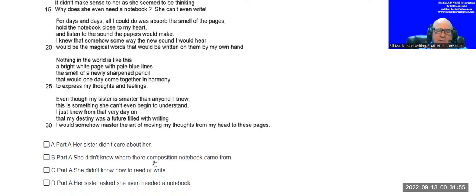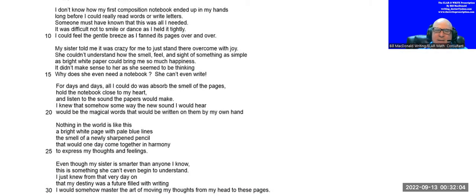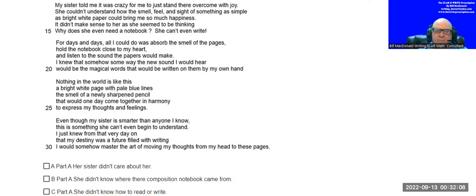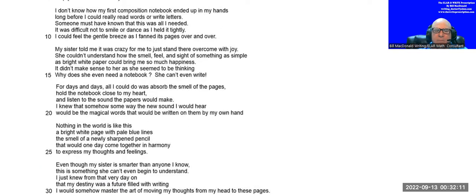So let's look at letter C on part A. She didn't know how to read or write. So if you get a notebook and you don't know how to read or write, that could be a problem. So if I look it up, I can scroll down until I find something about not being able to read or write. And I will see right here, line 2, long before I could really read words or write letters, I found a composition notebook but I don't even know how to read words or letters.